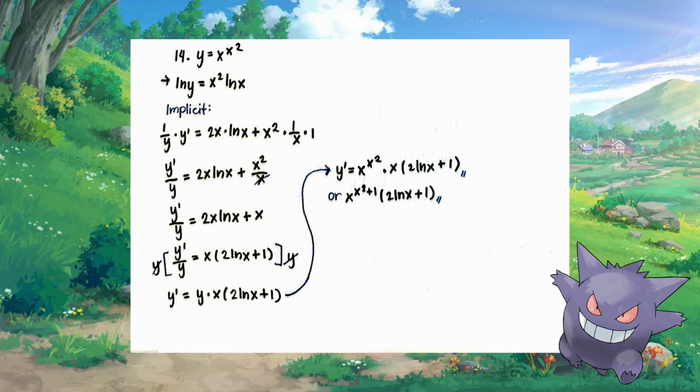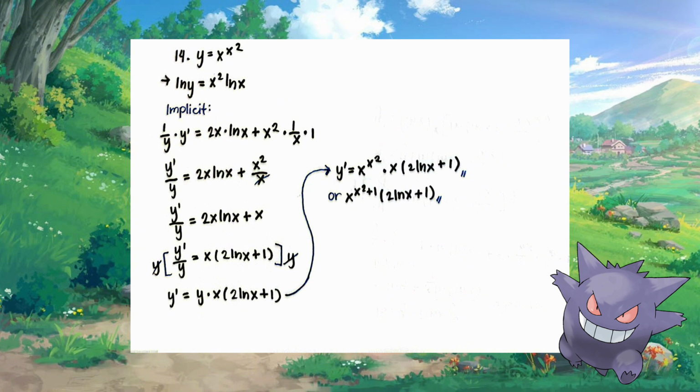The derivative of ln of y is 1 over y times the derivative of y is y prime. Then on the right side, we will use the product rule. Derivative of x squared is 2x times ln of x plus x squared. Derivative of ln of x is 1 over x times the derivative of x is 1. Then simplify.